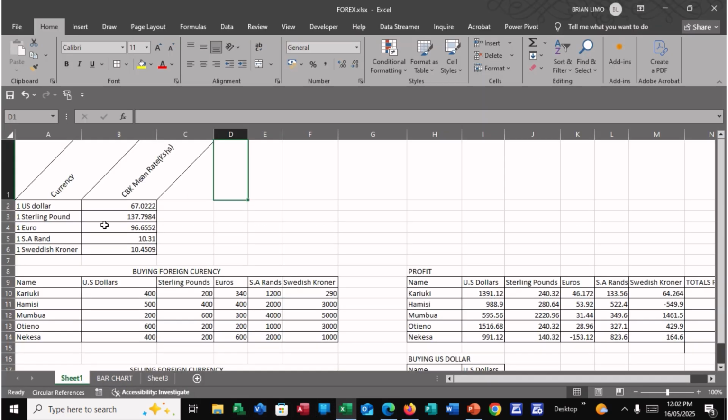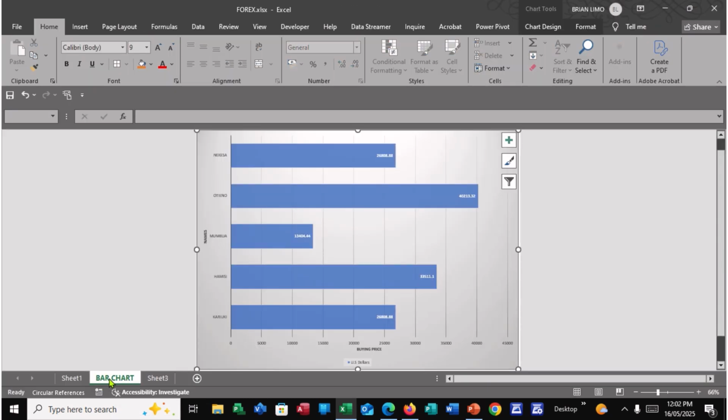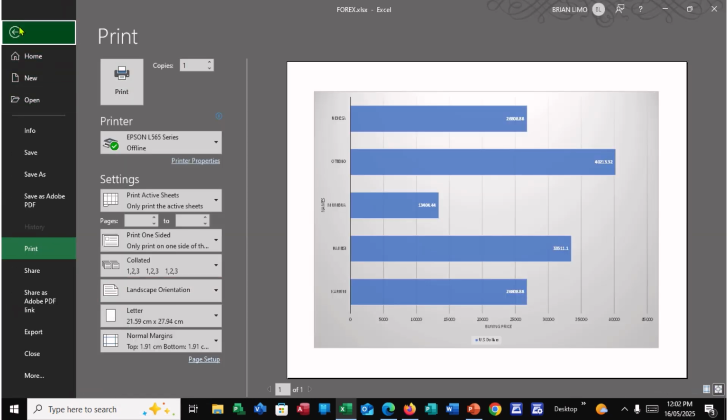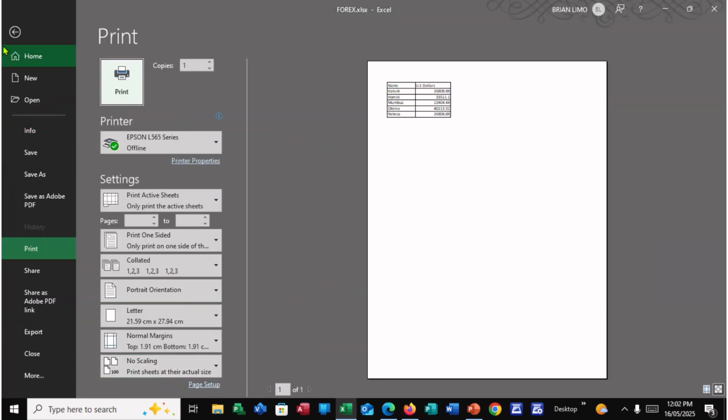So it's the worksheet and the graph. This one is just Ctrl P using a keyboard. Ctrl P, select the particular printer you'll be using. The last one, Ctrl P, like that.